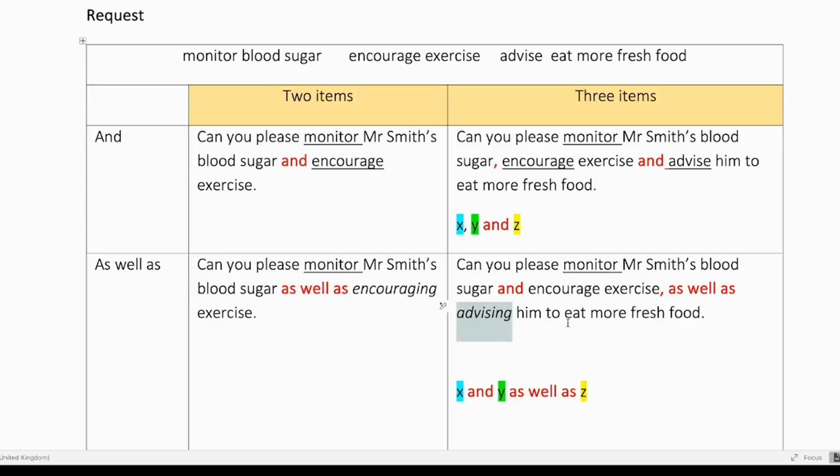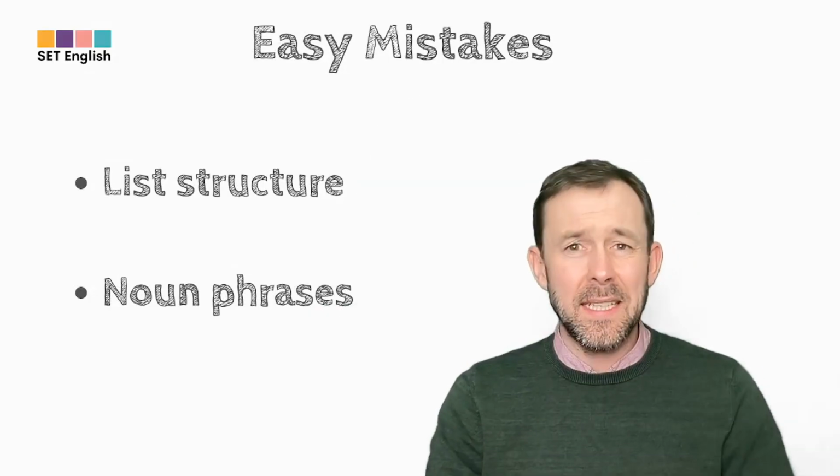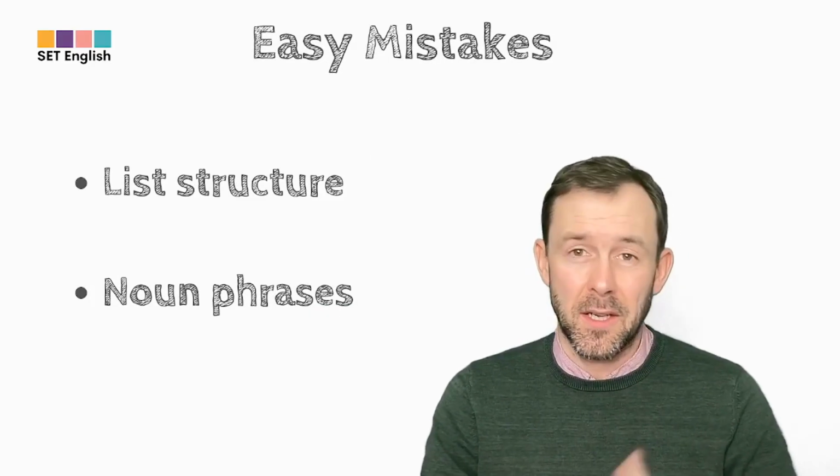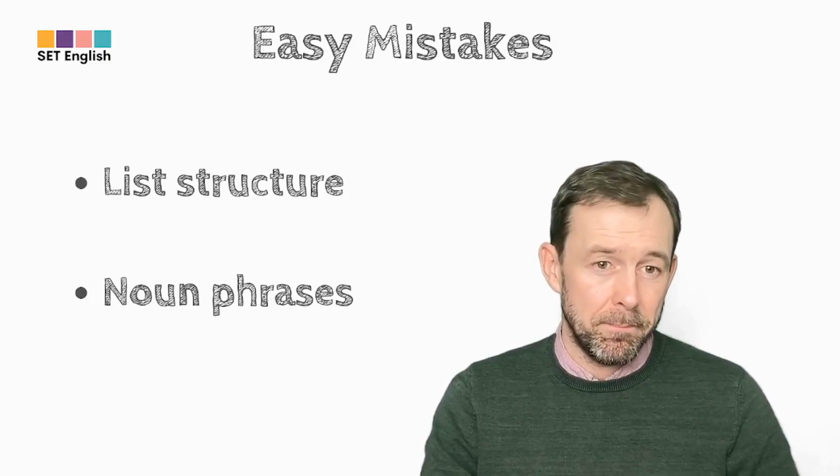Okay, so I know that that's tricky. So there's those 2 things that you've got to make sure that you are able to do properly. 2 very difficult things. And there are other complexities to do with adjectives and the passive, which make it even more difficult. So what's my advice? Okay, it's easy to make mistakes with the list structure and the noun phrases. So here's what I would say.